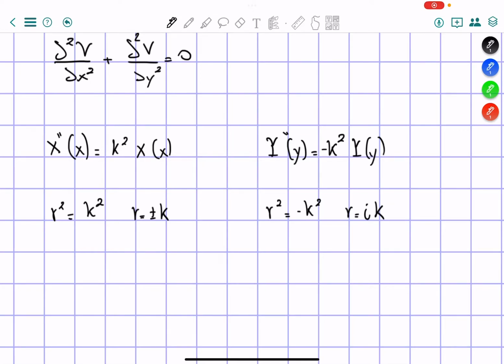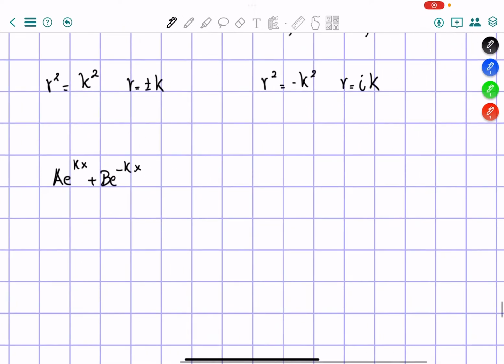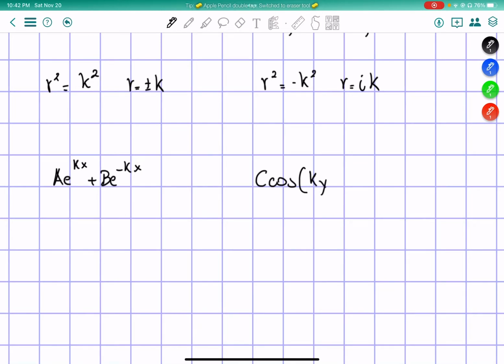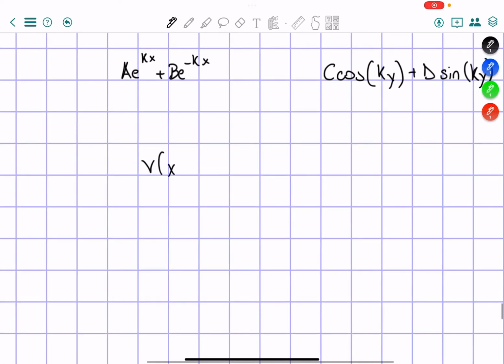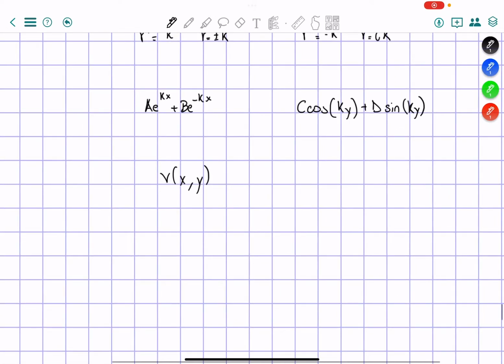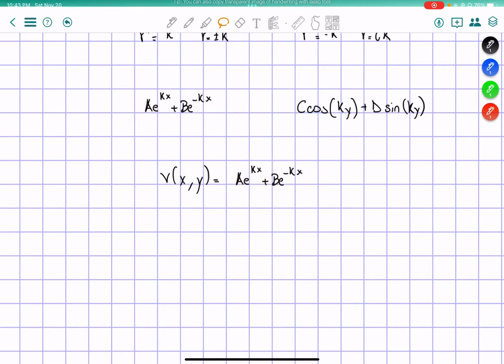Okay? So the first part will be equal to a e to the power of kx plus b e to the power of negative kx. The second one, since we have an i, we're going to have c cosine of ky plus d sine of ky. And we know that our voltage potential depends both on x and y. So it's going to be equal to the first part times the second part.